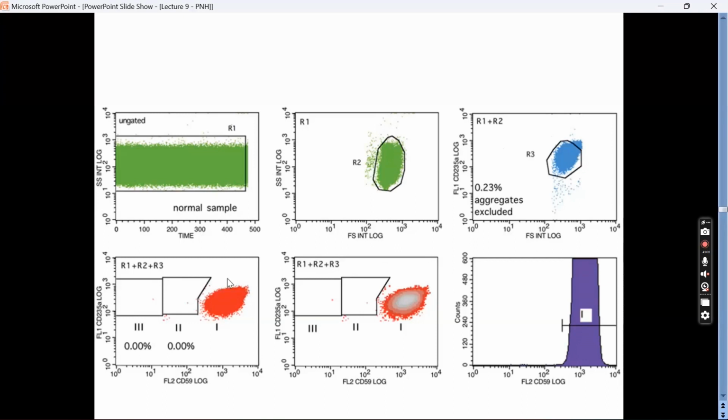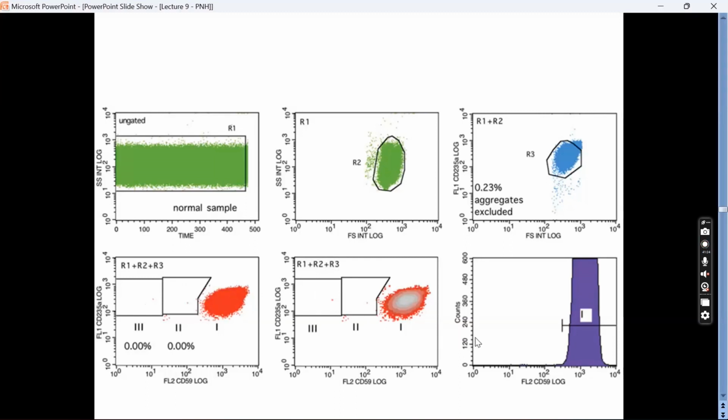So here you find that the entire population is expressing CD59 and there is no population which is showing loss or diminished expression of CD59. So what I mean to say is, there is no type 3 or type 2 population. You are finding only the type 1 population. So this is normal.